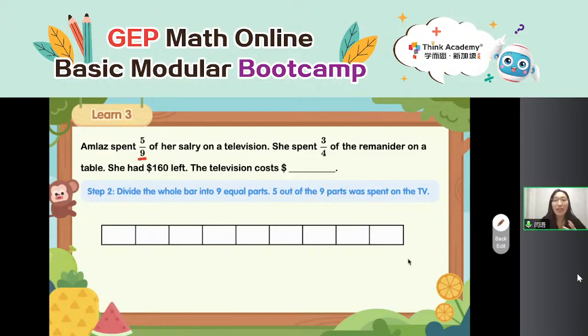And following this, let's try to label 5 out of 9 of her salary on television. So here, you just label 5 units, 1, 2, 3, 4, 5, and draw the bracket. This is for TV, okay?